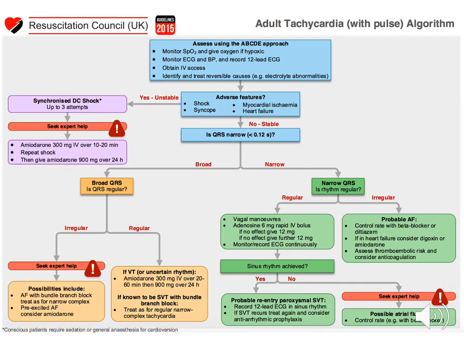Effectively, if a patient is unstable with adverse features and a tachycardia, you're going to use synchronized DC shock to try and cardiovert them out of that rhythm. And if that fails, then load with amiodarone. And if there are no adverse features, then you go down and you're looking to see if the QRS complex is broad or narrow, and then you're targeting your therapy thereafter.